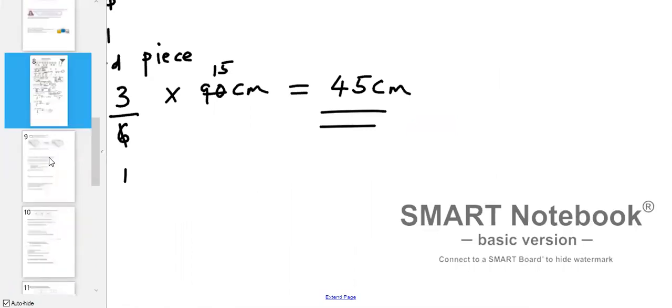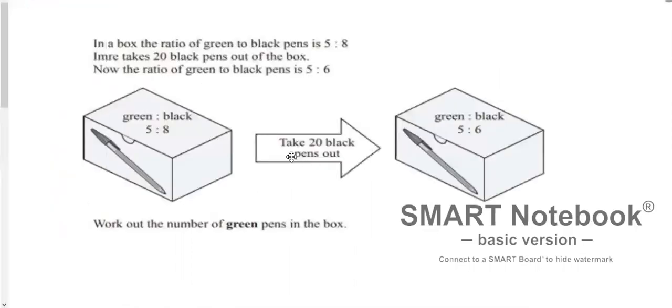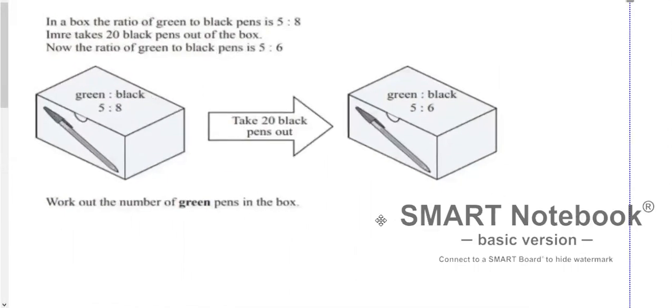And here we go. Okay, we have this question here. This question is talking about a box, as you can see here. In a box, the ratio of green to black pens. Oh, okay. We are given green pens. How many green pens are there? We don't know. Okay, so we are given the ratio of green to black.